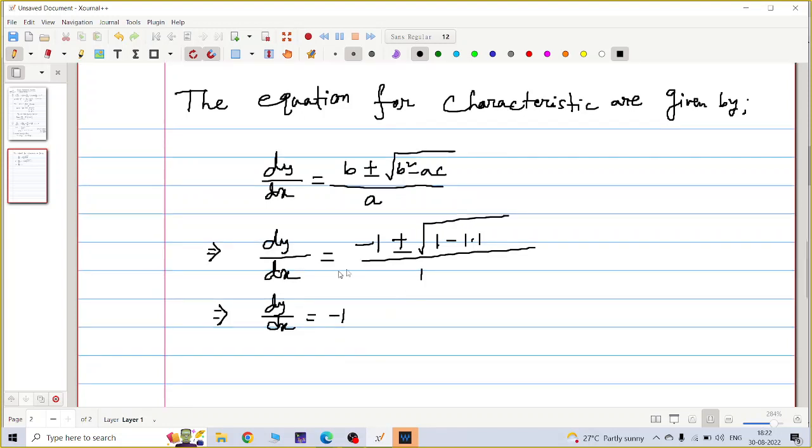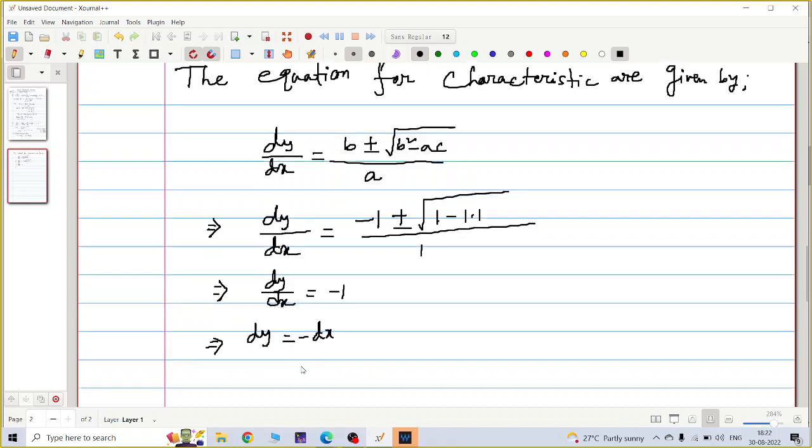For elliptic and parabolic type, what happens is that this b square minus ac is either negative or positive. So for this case, there is one plus minus something that will come. But for parabolic type, you will get only one single equation, dy dx equal to only minus 1. Okay, so what is the solution for this? This is dy equal to minus 2x.